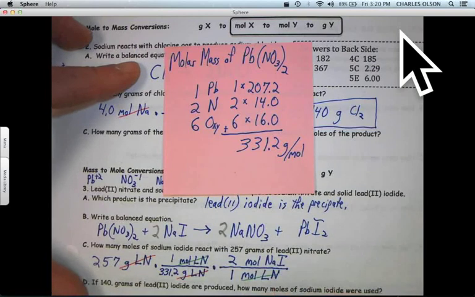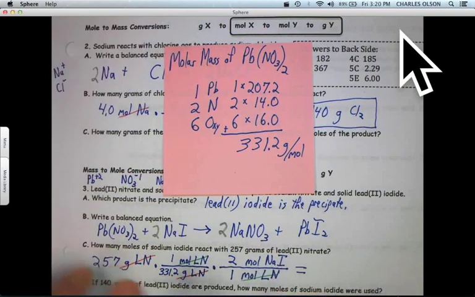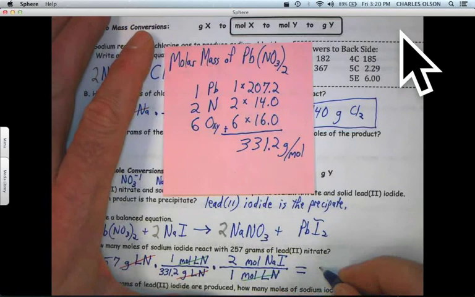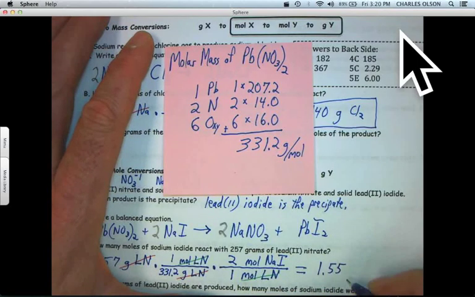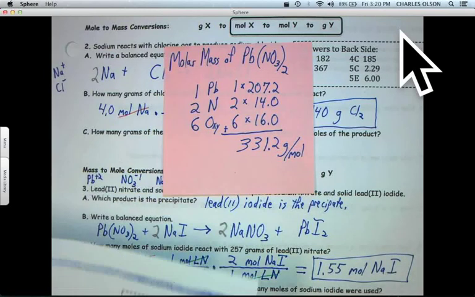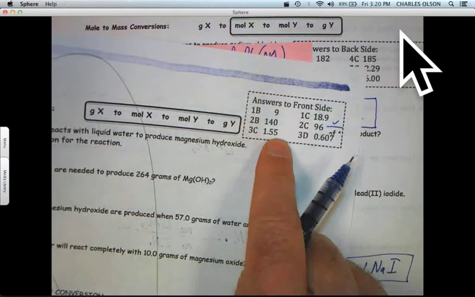And we get out our calculator. 257 times 2 divided by 331.2. And that comes out to a long number, 3 sig figs. It's 1.55 moles of NaI. And that's my answer. And on the back, 3C, 1.55 is the correct answer.